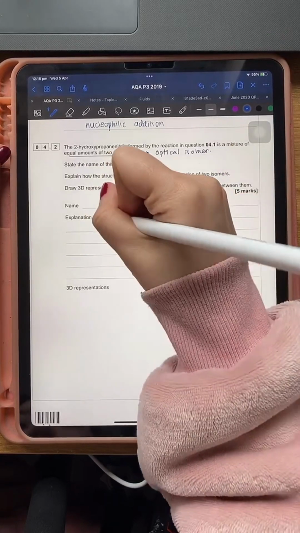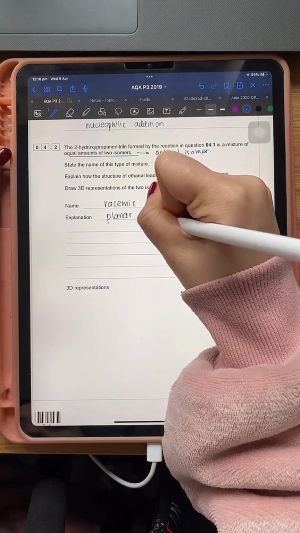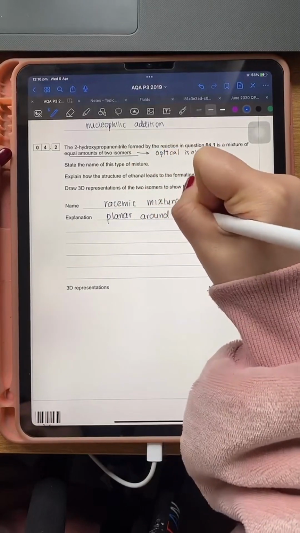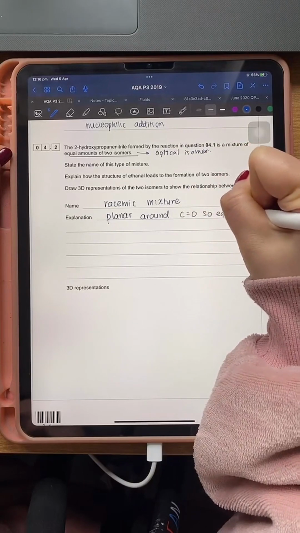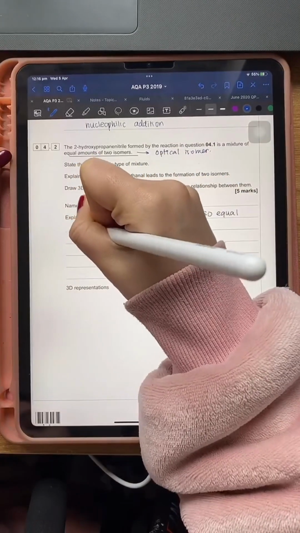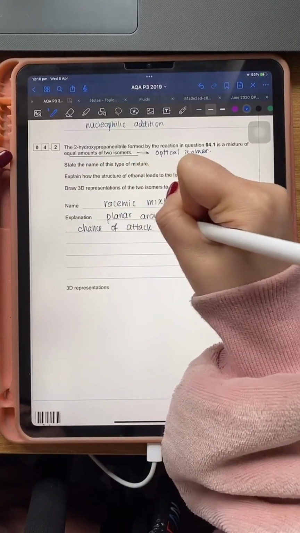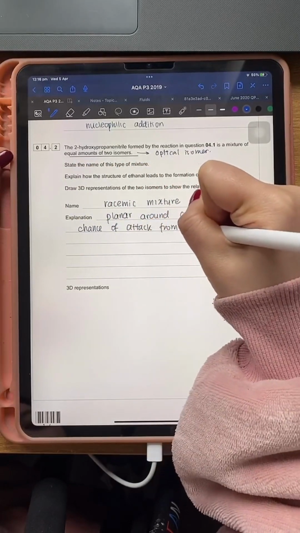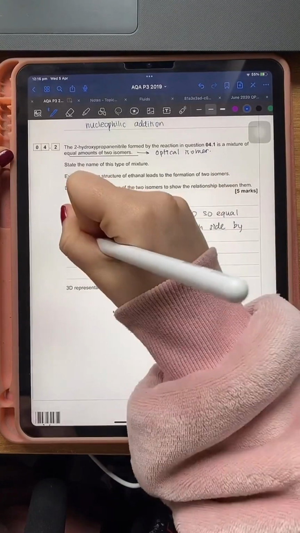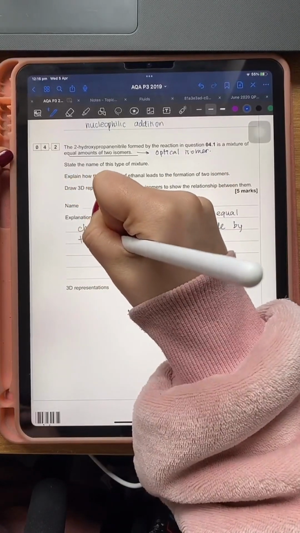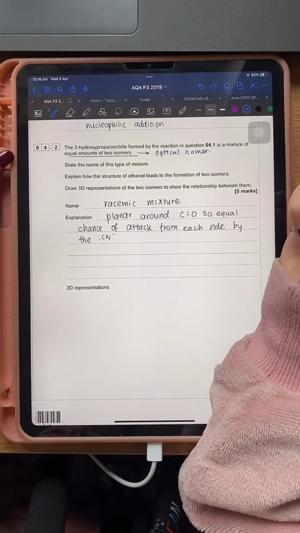So it's planar around the carbonyl group. So equal chance of attack from each side by the nucleophile, which in this case is CN minus, your nitrile. And then you get your 3D structure.